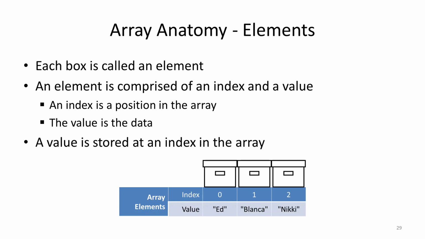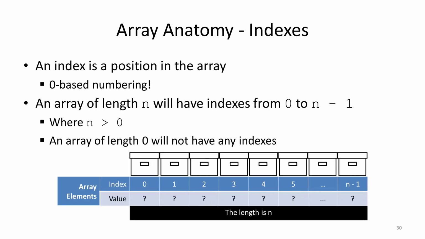Now this word index should be familiar because we have worked with indexes using a string. An index is a position in the array, and it's zero-based numbering. An array of length n will have indexes from 0 to n minus 1, where n is strictly greater than 0. An array of length 0 will not have any indexes. Now this may seem very familiar, and it should. Internally, a string uses a char array to store each character in the string. This is why we are going to be seeing lots of similarities here.